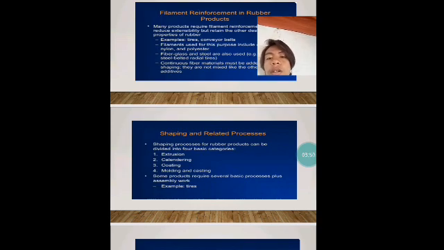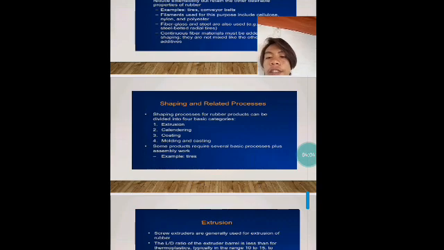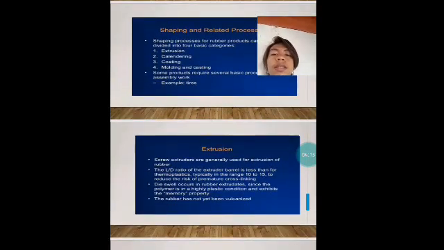The shaping process for rubber products can be divided into 4 basic categories: extrusion, calendering, coating, and molding, casting. Maniwa ko kanang steps sa pag-shape nato sa rubber nga product. So some products require several basic processes plus assembly work. Example, tires. Commonly na gyud ang tires sa to.